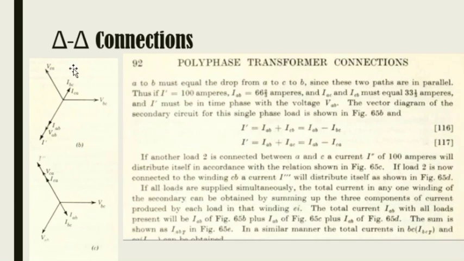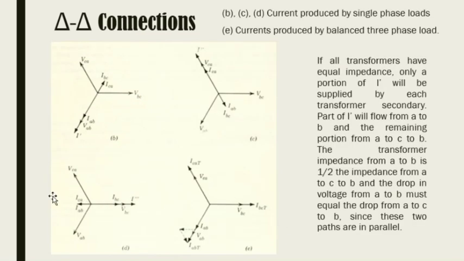Going further, if another load is connected between A and C, a current I double prime, of the same 100 amperes, will distribute itself in accordance with the relation shown in figure 65C. If load 2 is now connected to the winding CB, a current I triple prime will distribute itself as shown in figure 65D. I triple prime is shown here.